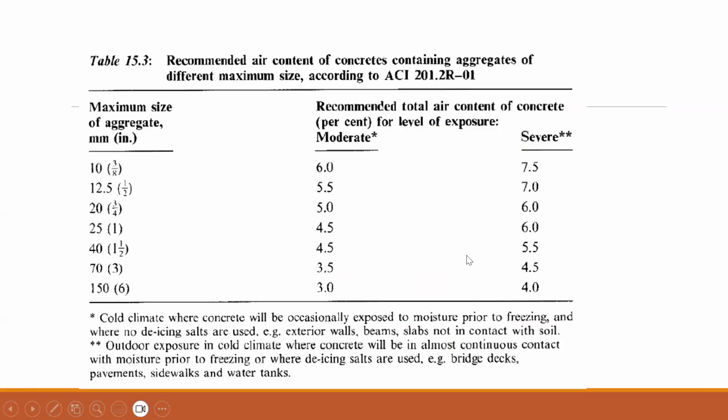Next one, what can we find from this? Recommended air content you can find if you know the maximum size of aggregates and the severity. So we have a severe exposure to sulfate, and we know the maximum size of aggregate, what was that? 40. So that means we need to have 5.5% of air in our concrete. Are we good?